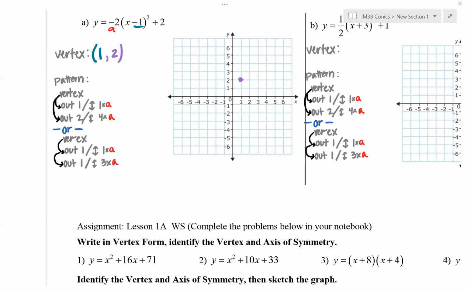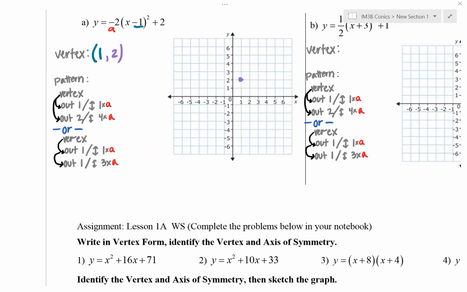So there are 2 patterns again. The first pattern, you're using the vertex every time, and that's using the perfect square idea. If I go out 1, what's 1 squared? 1, so I would go up 1, but since I have an a, I have to go up 1 times a. Then I would go back to the vertex and go out 2, and 2 squared is 4, so I would go up 4, but since I have an a, I would multiply 4 times a. If that's the method you learned, that's the one you should do, whether you write it down or just use it.